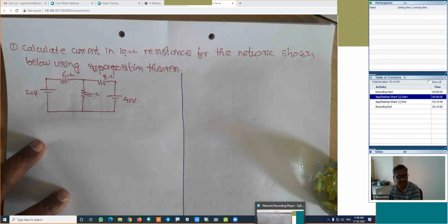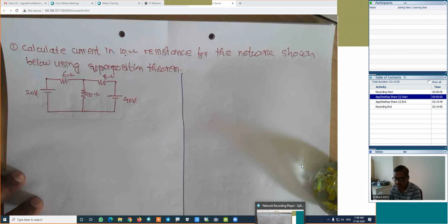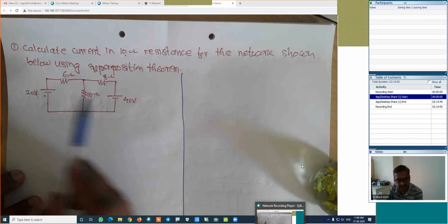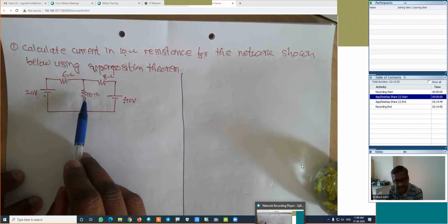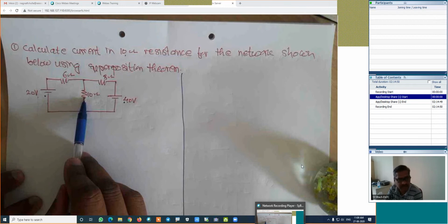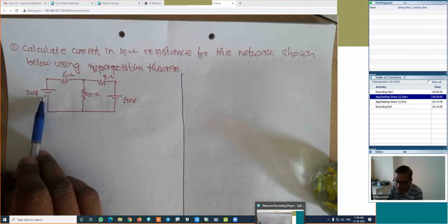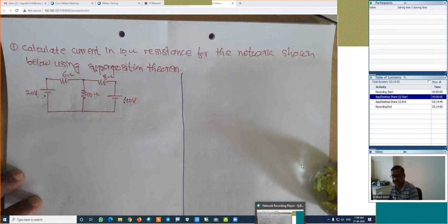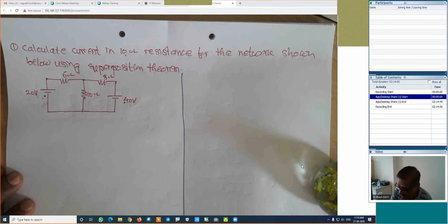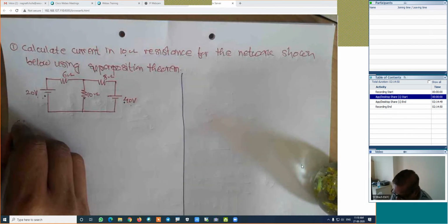How many sources we have? 2. One is 20 volt, the other is 40 volt. Means we have to calculate current in the 10 ohm resistance twice. First with 20 volt source and second with 40 volt source, and depending on the algebraic summation or direction of the current, we will find out its algebraic summation. That's why I will write first, case 1.